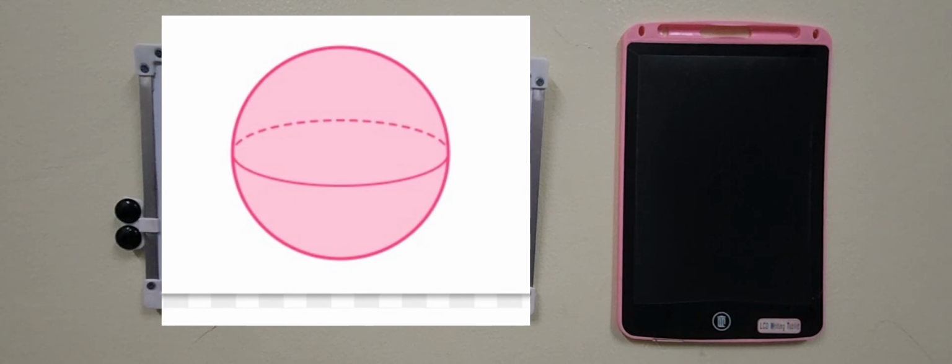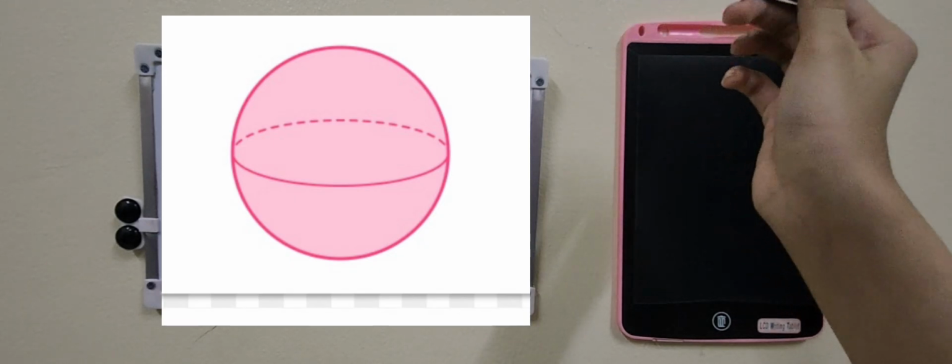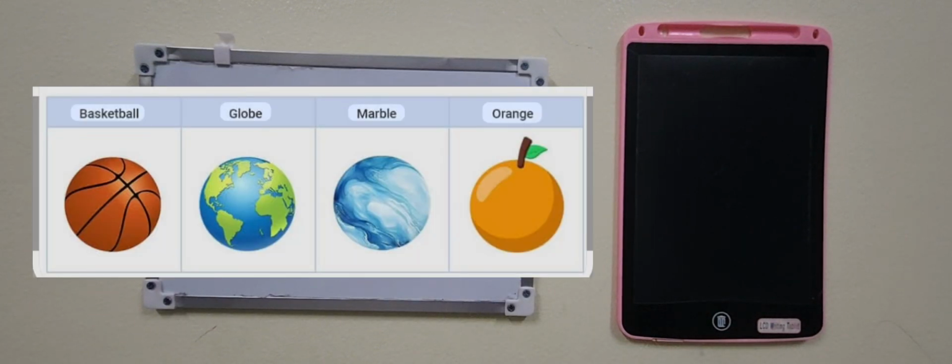And then we're going to be looking at some examples. Over here we have an example of a globe, a football, and a tennis ball, and there's a lot more stuff in this world that is shaped like a sphere.